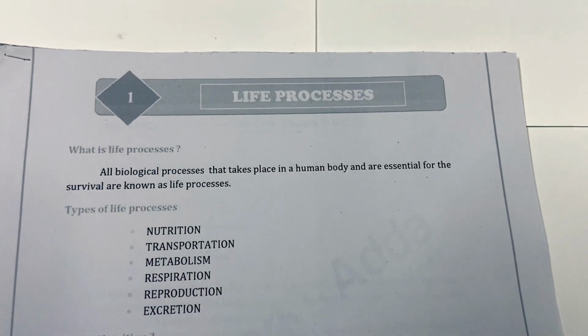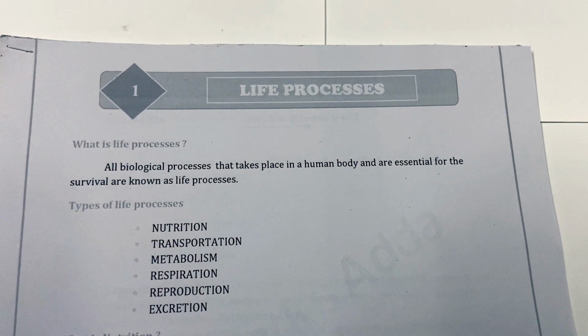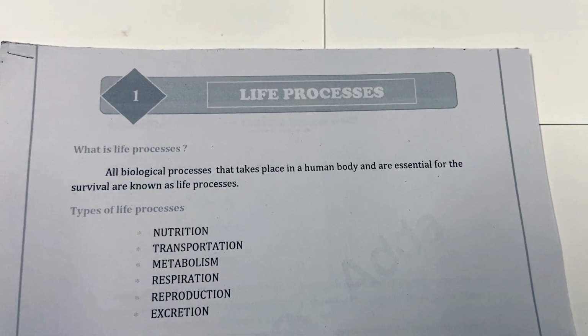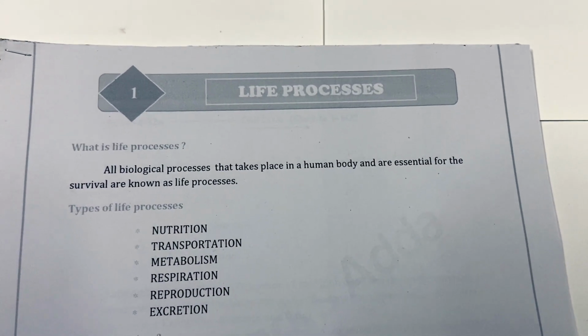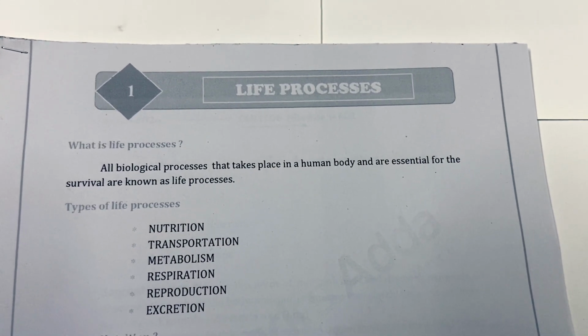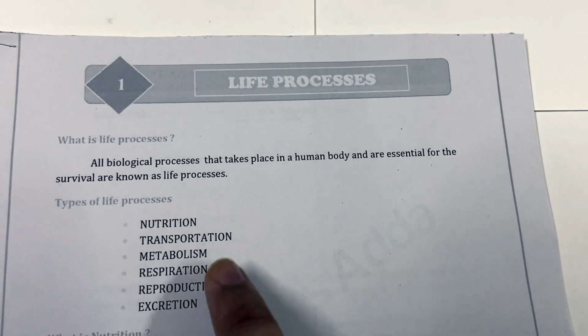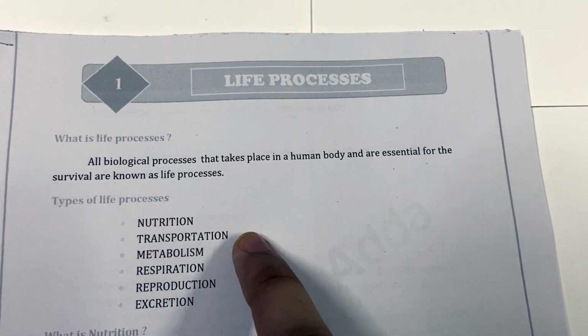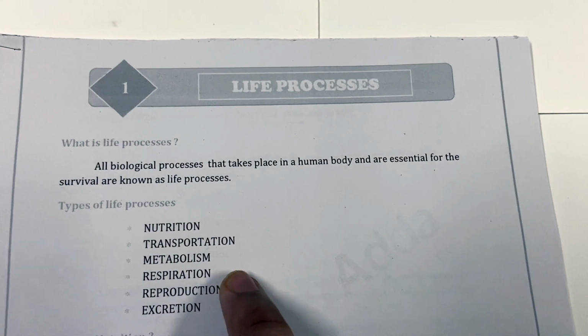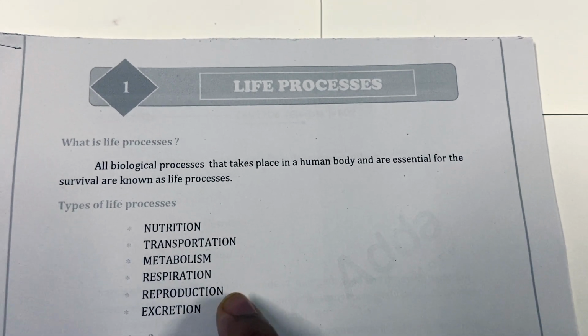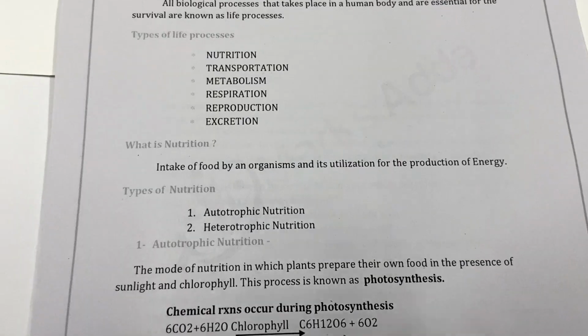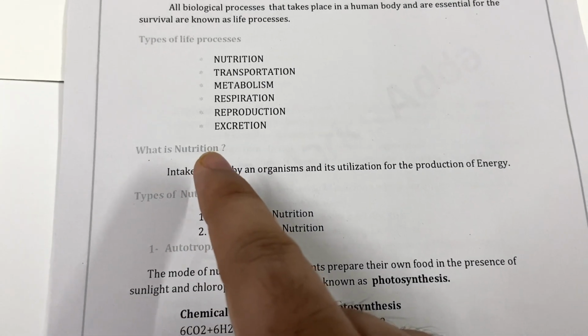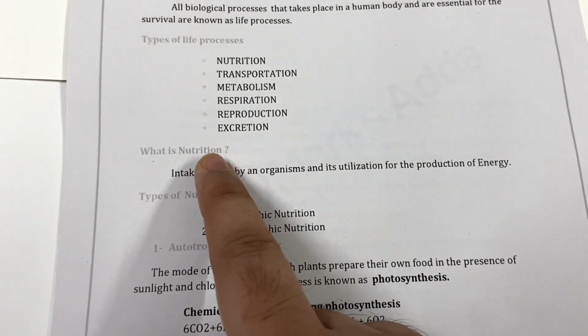So all the processes which take place in the human body and which are essential for the survival of the human body are known as life processes. Some of the life processes are nutrition, transportation, metabolism, respiration, reproduction, and excretion. Now let us learn the first life process, that is nutrition.